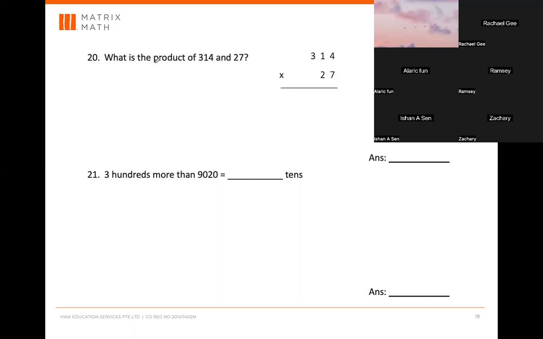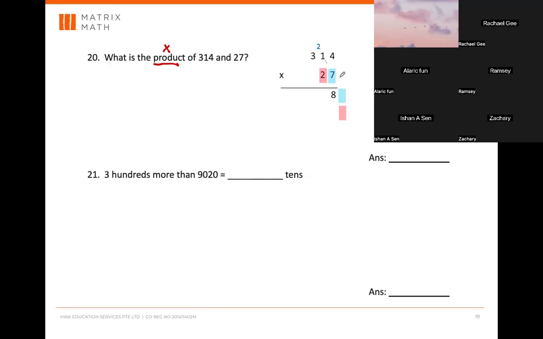20, what is the product? Product means times, okay? So what is the product of 314 and 27? Take note that this is a 3-digit times a 2-digit. It still follows with 1 digit. You always start with the ones first. So we start from 4 with 7 first. 4 times 7 will give you 28. So you put an 8 and you put a 2 here.